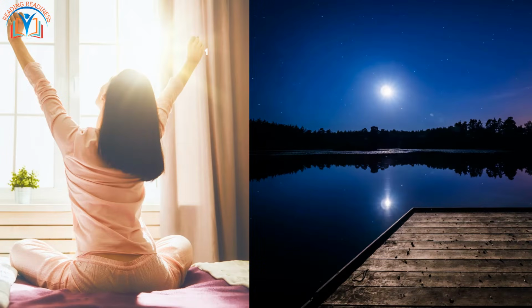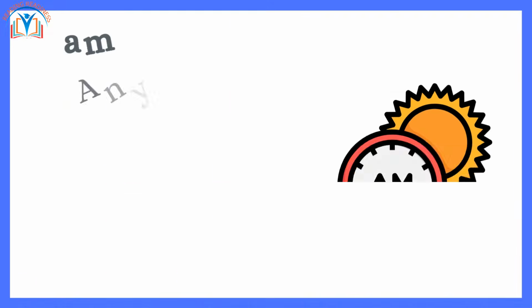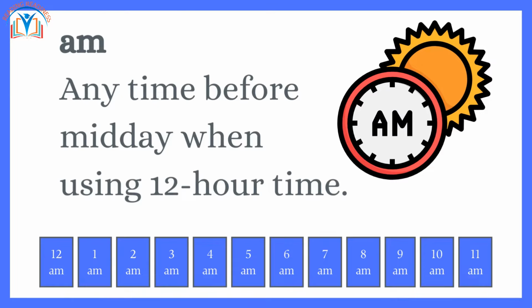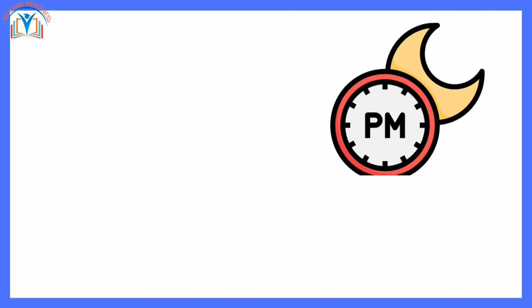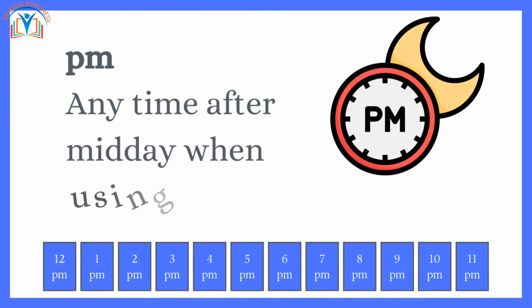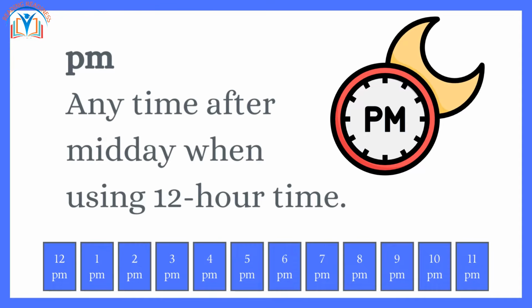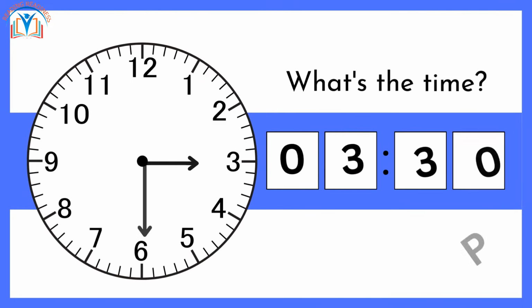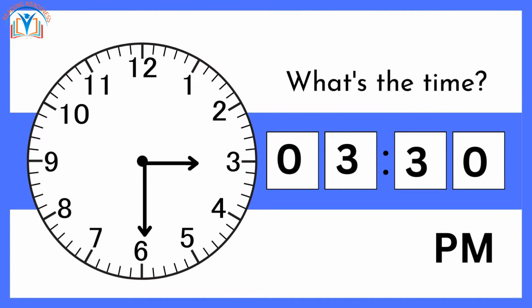AM and PM are abbreviations for morning and afternoon and evening, respectively. When we read the time on a clock, if it's before 12 o'clock noon, we use AM to show it's morning time. If it's after 12 o'clock noon, we use PM to show it's afternoon or evening time. For example, 10:30 AM means it's 10:30 in the morning, and 3:30 PM means it's 3:30 in the afternoon or evening.